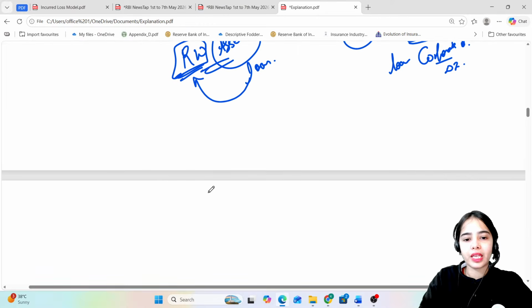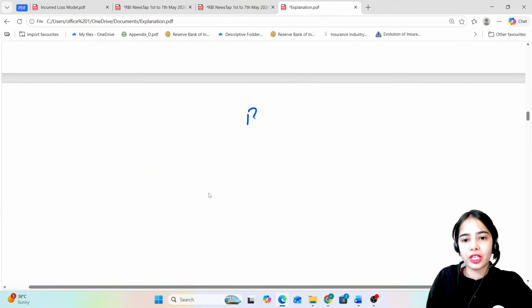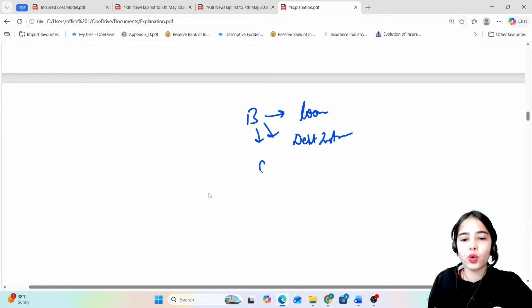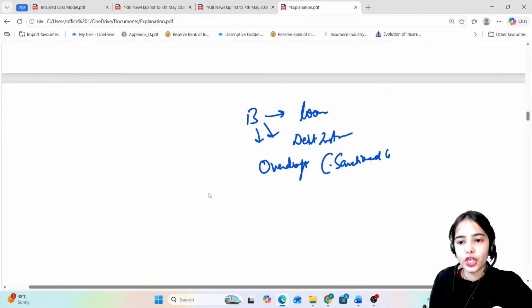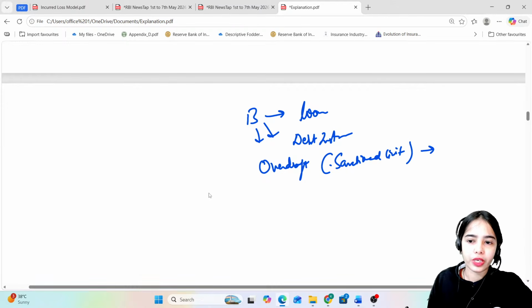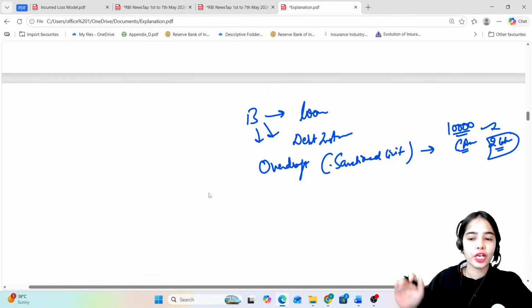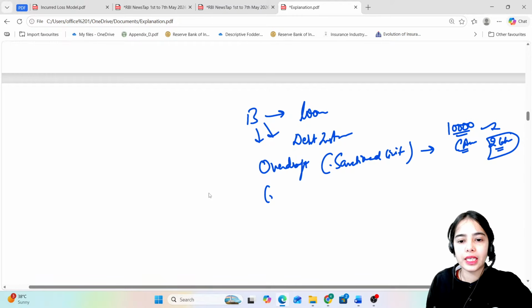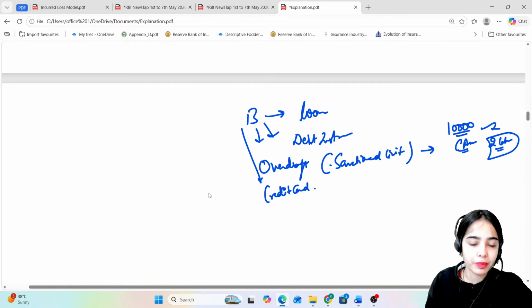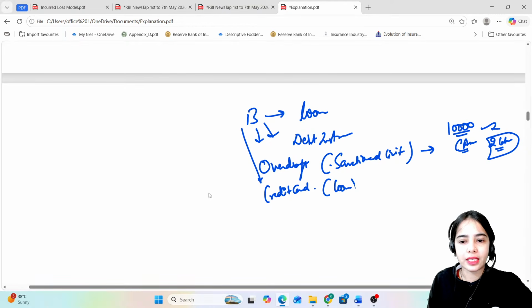So if the bank is giving the loan directly, or if the bank is investing in debt instruments, or let's say the bank is giving the overdraft facility, that is, till the sanctioned limit you can take out more funds from your account. In your current account, there is a sanctioned limit of 2 lakh. That means even if you have 10,000 in your account, you can take out money till the limit of 2 lakh. So that is a basic loan given to you. The credit card, you do not have money in the bank account, still you are able to purchase some things through the credit card. That is a kind of loan given.